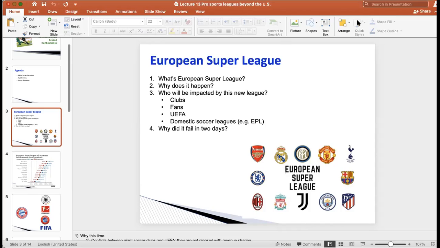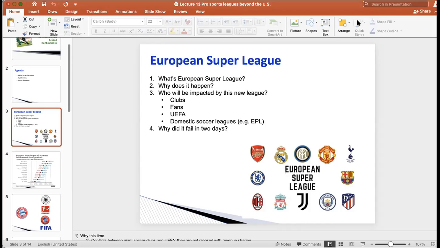But Europe has 53 nations. Majority of the nations have their own domestic soccer leagues. So a majority of teams would not benefit at all from this professional sports league, because we talk about this closely.